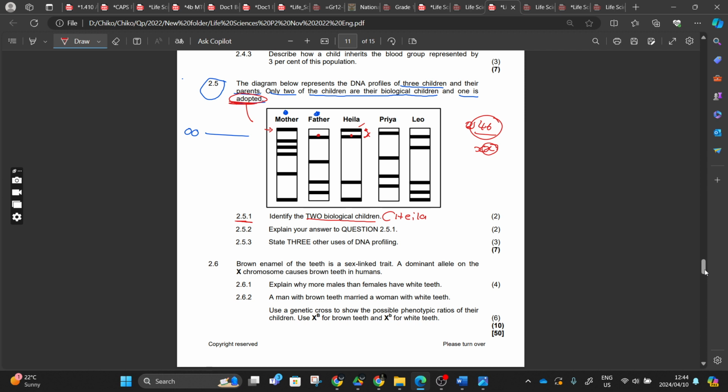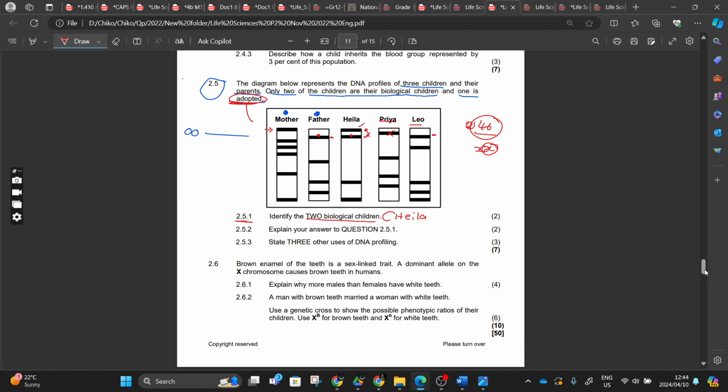Then let's go now and find another child, right? Now we have to exclude Priya and Leo. We just have to come and exclude these two. Is this band from the mother and son, from the father and the mother? No. You can see it's in between these two. Is this band in the father or the mother? We can see that yes, this band is available here from the father.